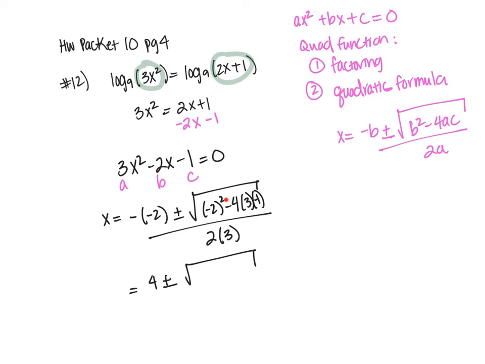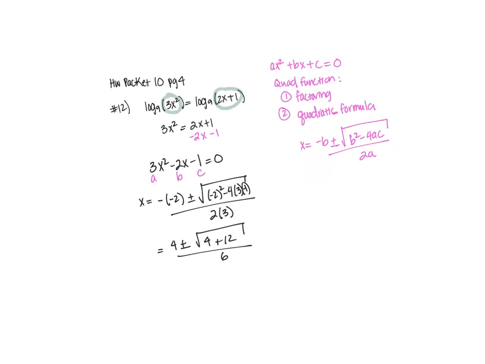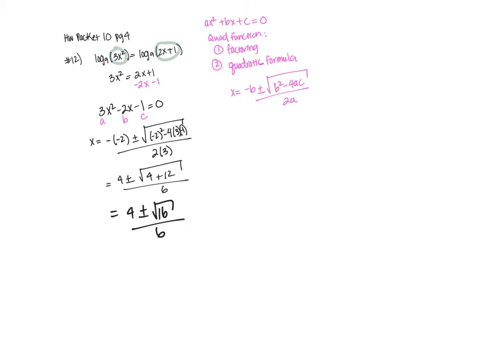Negative 2 squared is going to give me a positive 4. And negative 4 times 3 gives you a negative 12, times another 1 gives you a positive 12, over 6. So if I'm working this out, basically all I did was add the 4 with the 12 to get 16, square root of 16. And so if I were to simplify this, I would have 4 plus or minus 4 over 6. Oh wait, where did I get this 4?